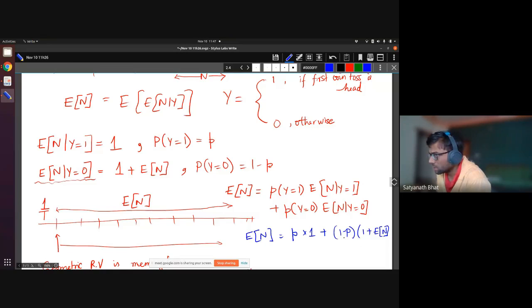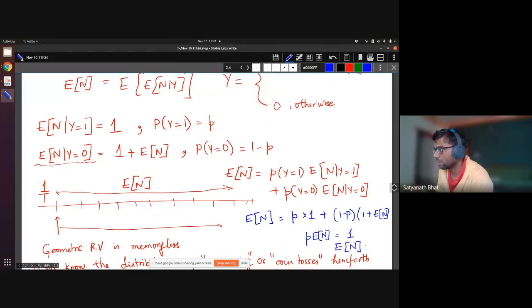If you simplify, 1 minus p plus p will be 1, so the right hand side will be 1. And then here it will be 1 minus p times E of n. When I take it to the other side, this E of n and the other E of n cancel, so I will be left with p times E of n. Upon simplification, we can see E of n is going to be 1 over p.